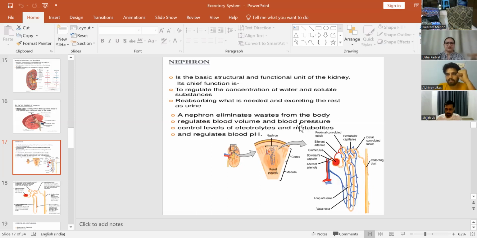See, we think if there is any problem in the heart, then the pressure will be high. Even if there is any problem in the kidney, if nephrons are not functioning, filtration is not proper, then also blood pressure will be high. Controls levels of electrolytes and metabolites, and regulates blood pH. What is the blood pH? What is the basic blood pH? 7. 6.5 to 8.3.